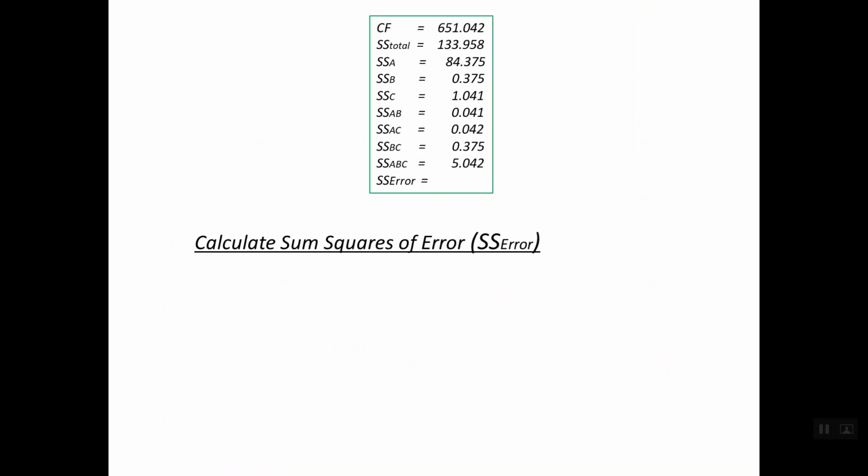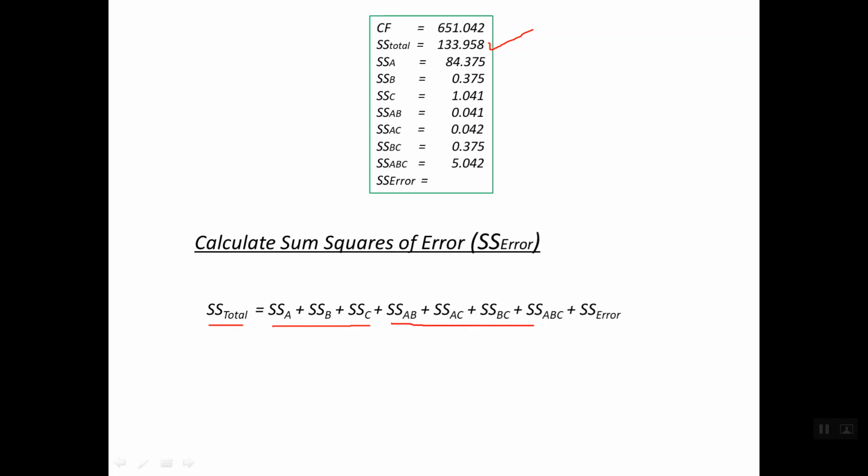Now the rest is to calculate the SS for the error. Notice that we have calculated the SS total and we calculated all the SS for all the main factors and the combinations. So simply, the SS total is the total of the SS for the three factors separately, plus the SS for the interactions between the three factors, plus the SS for the error, which is unknown.